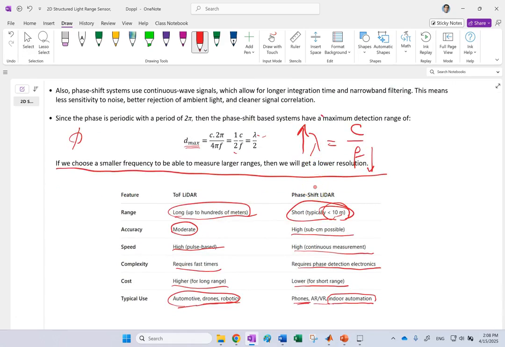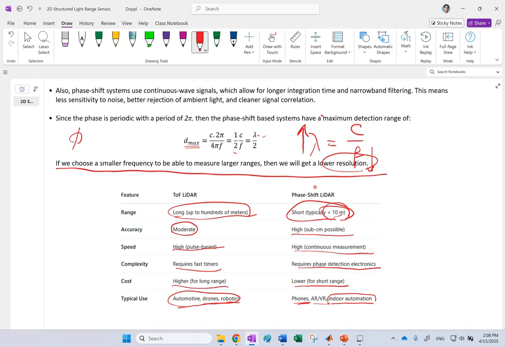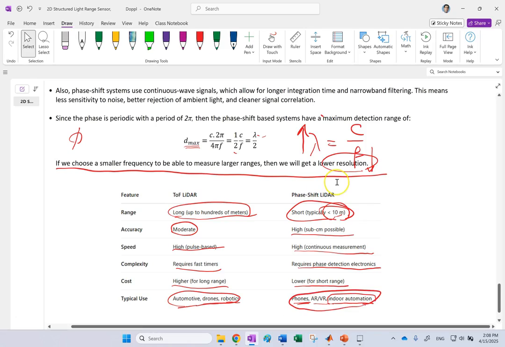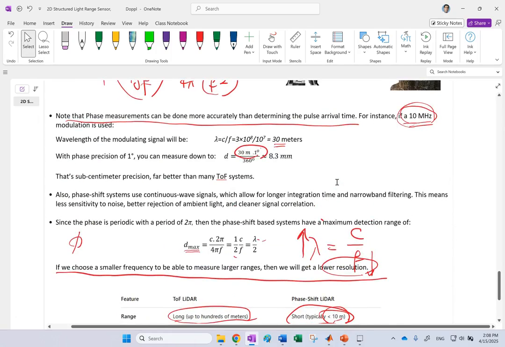And since the major promise of this system is good resolution and high accuracy, you don't want to sacrifice that for a bigger range. So you use them for indoor automation where the range is small itself, so you can get a better resolution. Okay, so this is a difference between them.